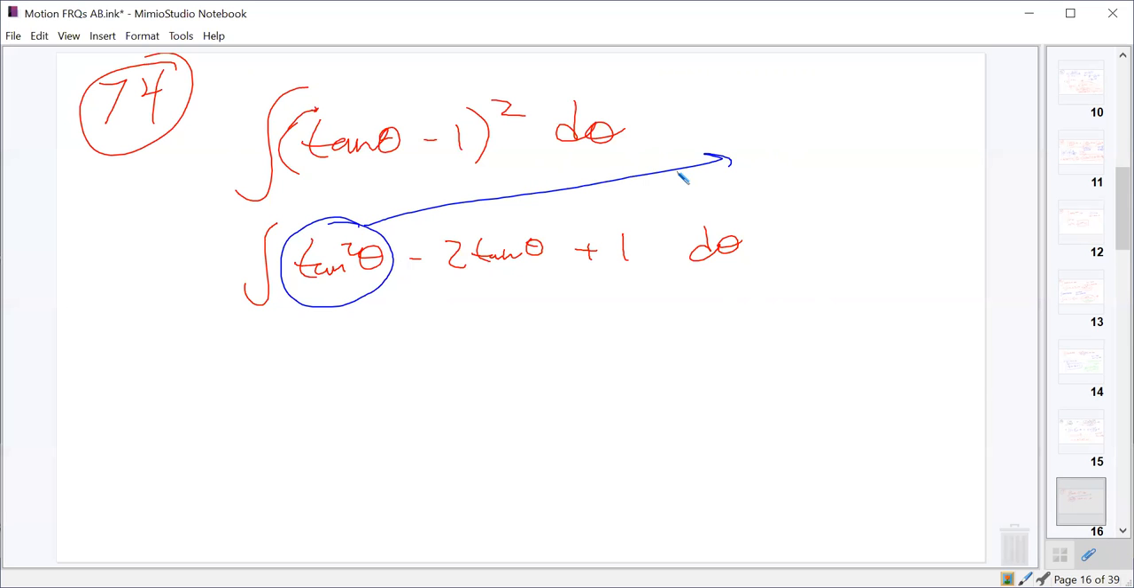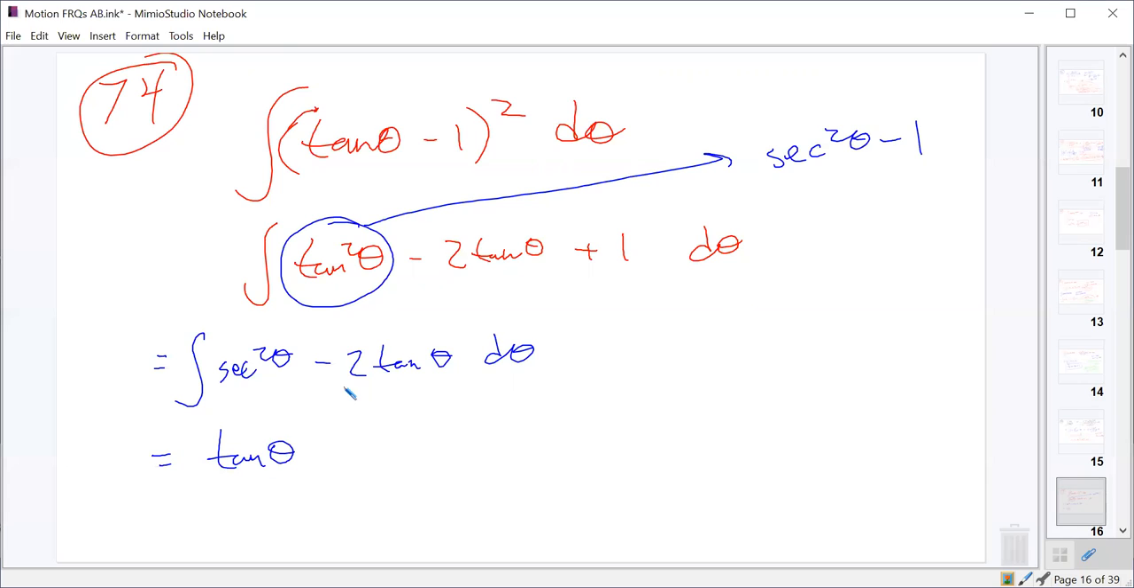What is tangent squared the same as? Secant squared theta minus 1, using a Pythagorean trig identity, right? 1 plus tangent squared is secant squared, so secant squared minus 1 is tangent squared. So we've really got an integral of secant squared theta minus 1 plus 1, and then minus 2 tangent theta. The plus 1 and the minus 1 obviously go away. And what's the integral of secant squared? Tangent.